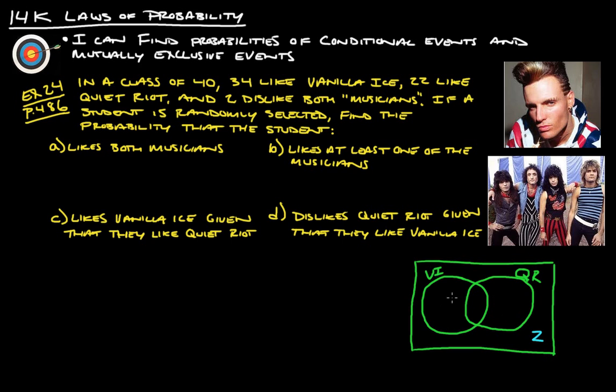So there's 40 total students. 2 of them don't like either. So 40 minus 2 gives us 38. So we know that 38 has to be these 3 pieces together here, okay? So we've got 34 that like Vanilla Ice and 22 that like Quiet Riot. 34 and 22, but we know that we can only have 38. Okay, so let's add these together.